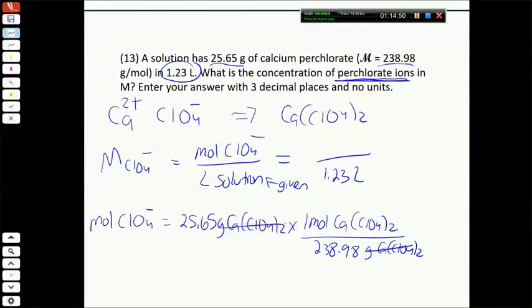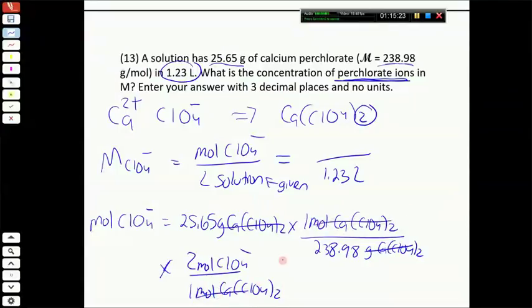So that's moles of calcium perchlorate, but reading the question closely, we need moles of perchlorate anions. Because when a compound dissolves in water, it breaks up into its ions. In this case, if we dissolve 1 mole of calcium perchlorate, we see from the chemical formula that we have 2 moles of perchlorate anions. So 2 moles of ClO4 minus for every 1 mole of calcium perchlorate. This last step is the one that's most often forgotten when we're doing problems like this. So look closely at what substance we were asked about. In this case, it's the individual perchlorate anions. We have to do that last step.